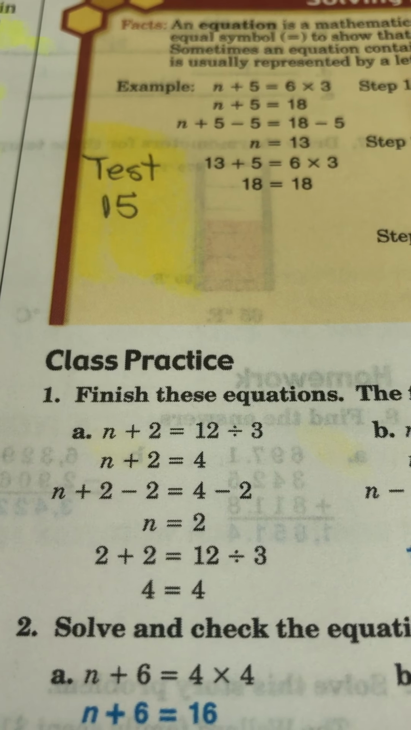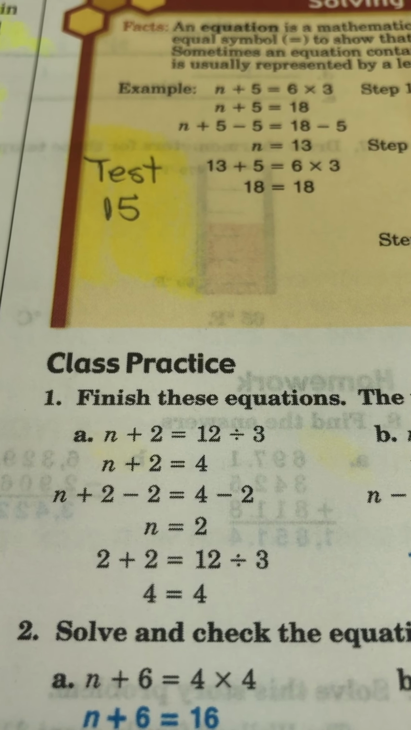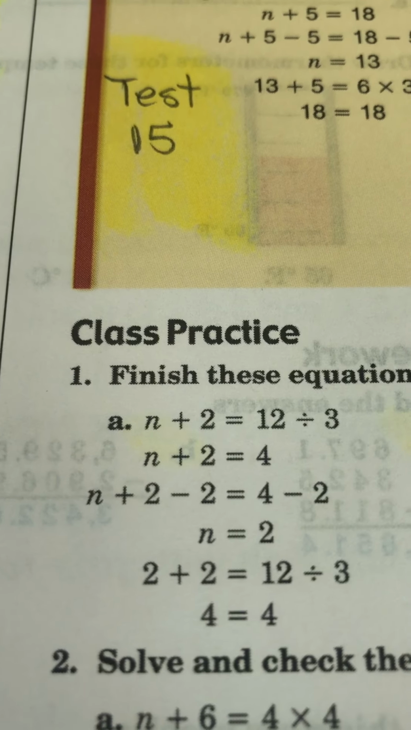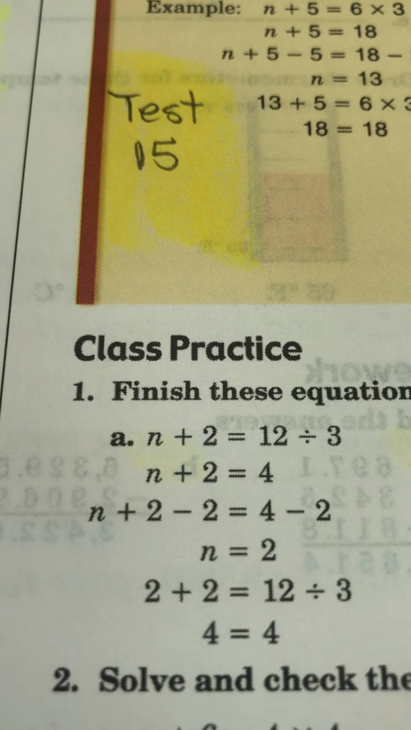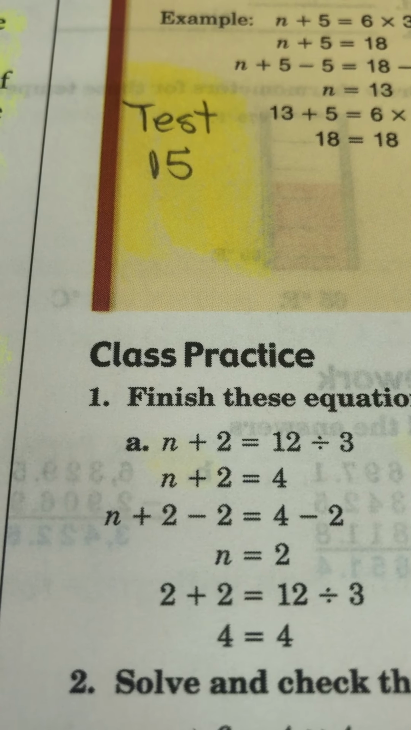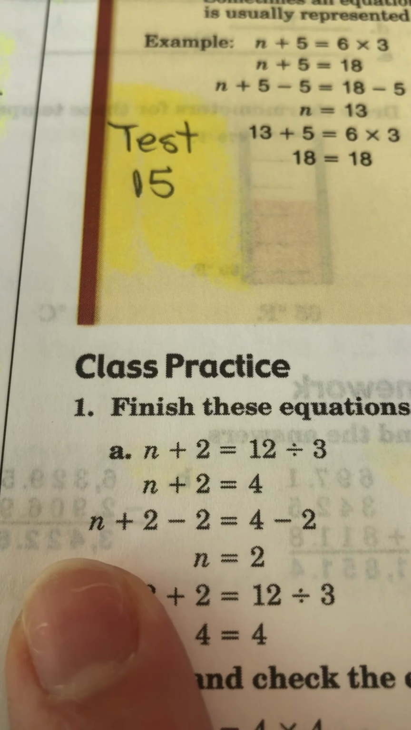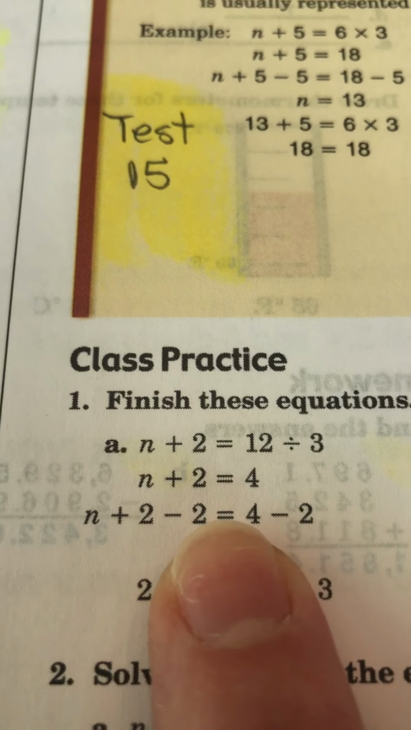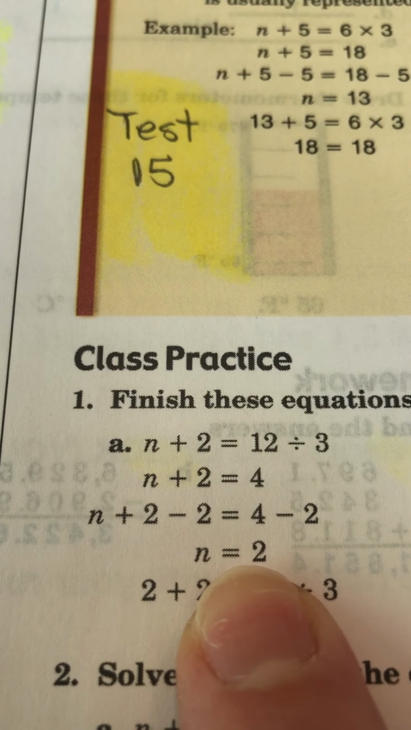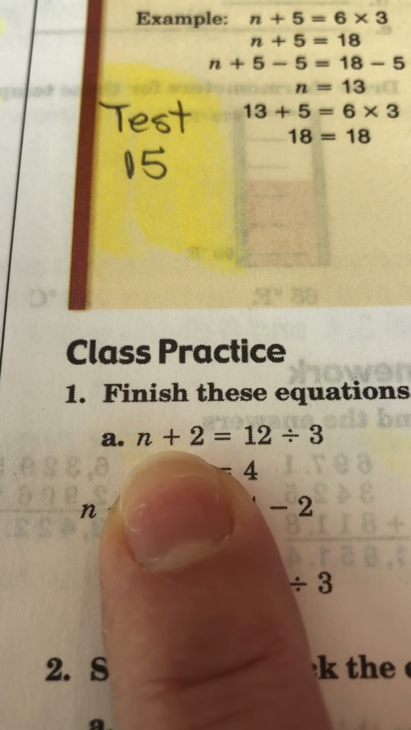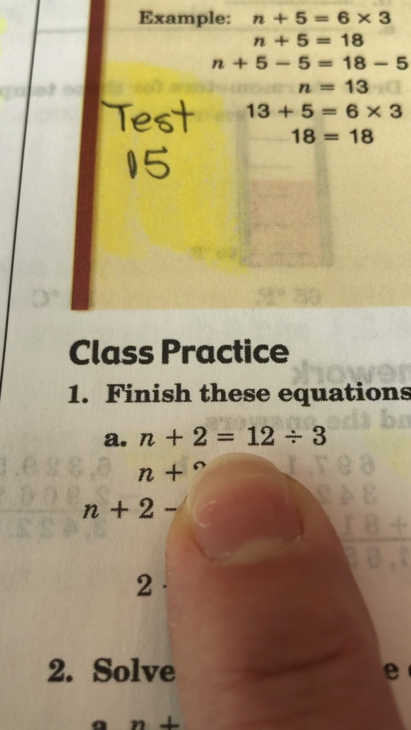Now we have to do to both sides the same thing. The actual wording of that was, whatever is done to one side of an equation must be done to the other side of the equation. So here we are. You've got a 2. So you're going to have n plus 2 minus 2 equals 4 minus 2. So that is going to leave n on this side because 2 minus 2 is 0. Equals 4 minus 2, which is 2. Okay? So let's go back in and put that in. 2 plus 2 would be 4, and 12 divided by 3 would be 4.